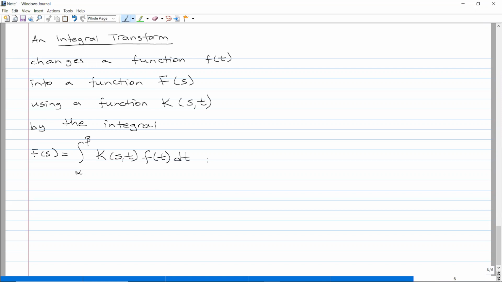So this is in general an integral transform. Now, a Laplace transform is a special integral transform. So first, we need to consider piecewise continuous functions. So let f of t be a piecewise continuous function.